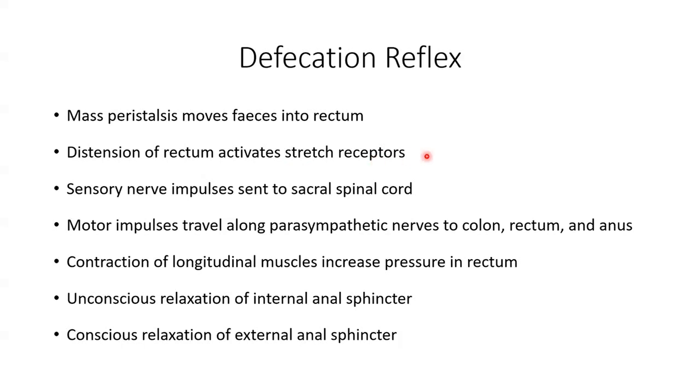So in response to the stretching of those rectal walls, sensory nerve impulses are sent to the sacral spinal cord. Motor impulses then travel along our parasympathetic motor nerves to the descending colon, to the sigmoid colon, to the rectum, and to the anus. This causes contraction of longitudinal muscles that run along all of those parts of the large intestine. That causes shortening of those areas and increases the pressure in the rectum. That increase in pressure causes the feces to move towards the anal sphincter.